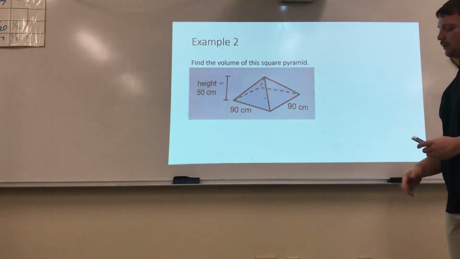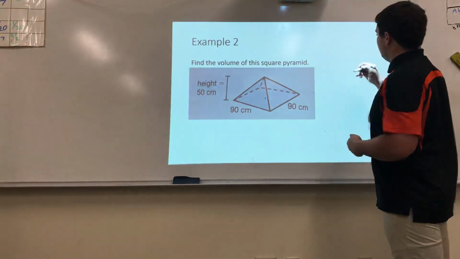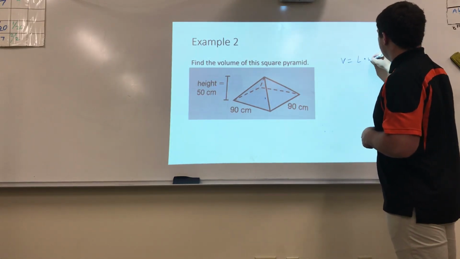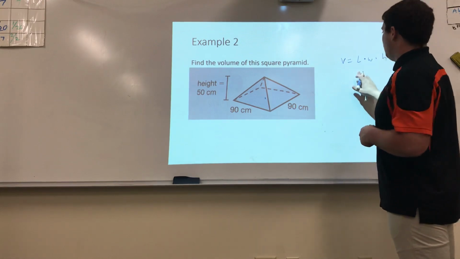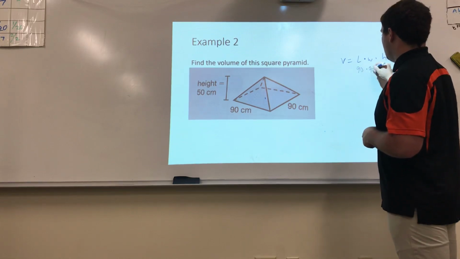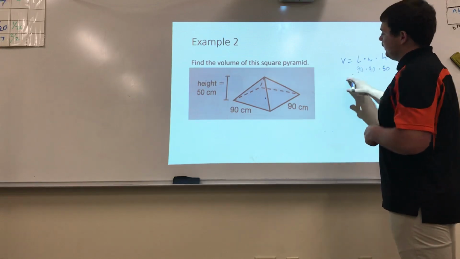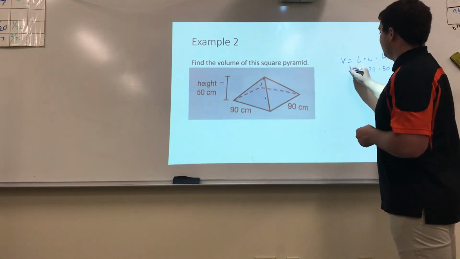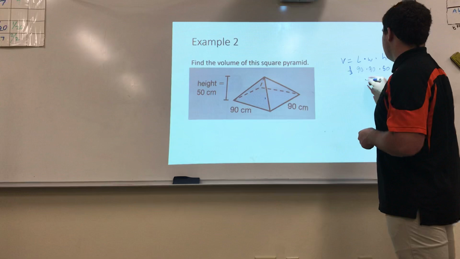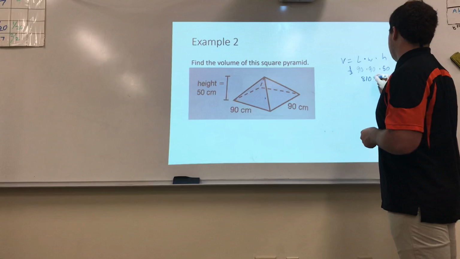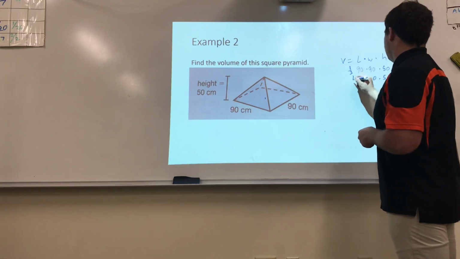Here we are going to look at what a rectangular prism is, which if you remember was volume equals length times width times height. Okay, length and width would have been 90 and 90, and height would be 50. Now this ain't a rectangular prism. This is a square pyramid. We are going to do the same thing we did with the cone. We're just going to multiply it by 1/3. 8100 times 50 and 1/3.